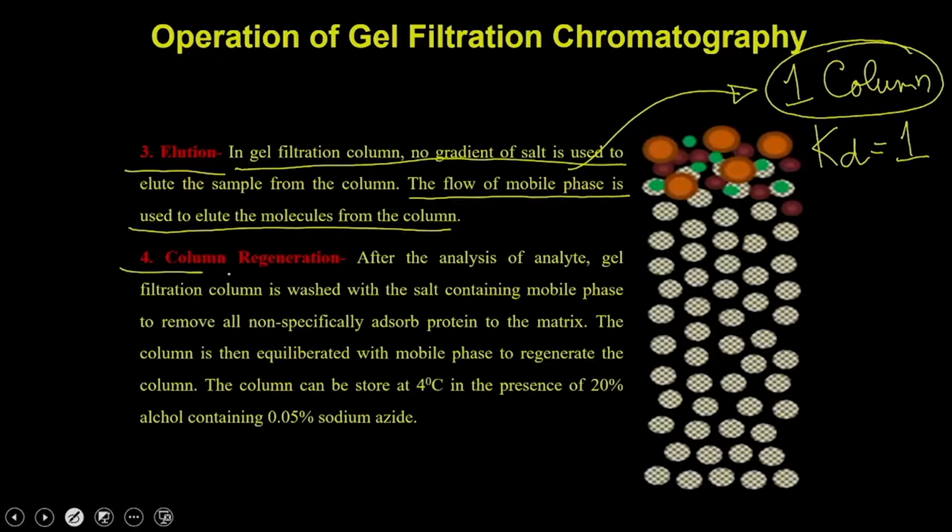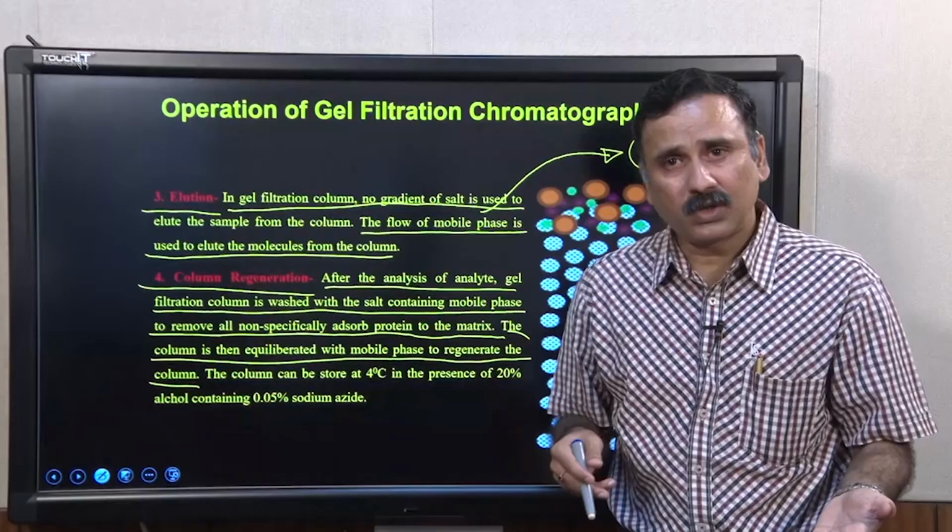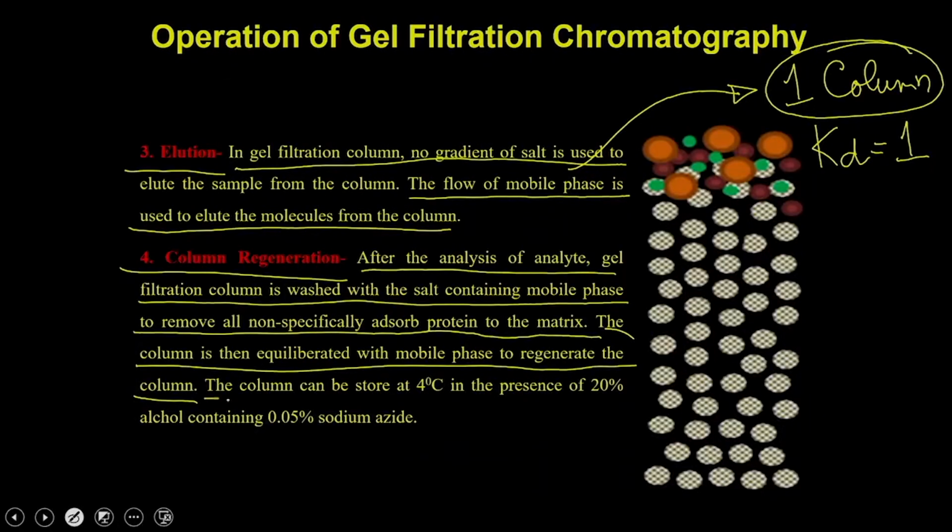Once you are done with the chromatography, you have to do column regeneration. After the analysis of the analyte, the gel filtration column is washed with the salt-containing mobile phase to remove all the non-specifically adsorbed protein from the matrix. The column is then equilibrated with the mobile phase to regenerate the column. If you are not planning to use the column, then it has to be stored in alcohol, and preserved at 4°.